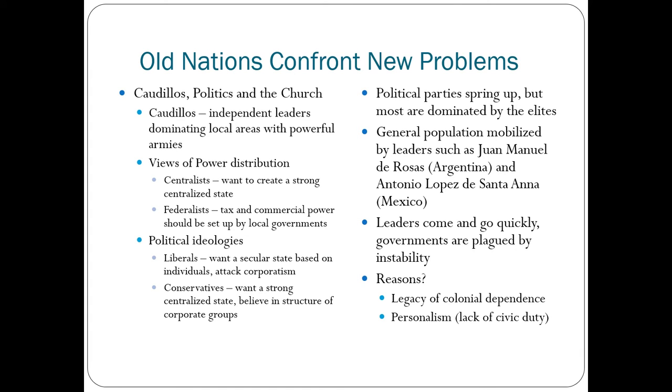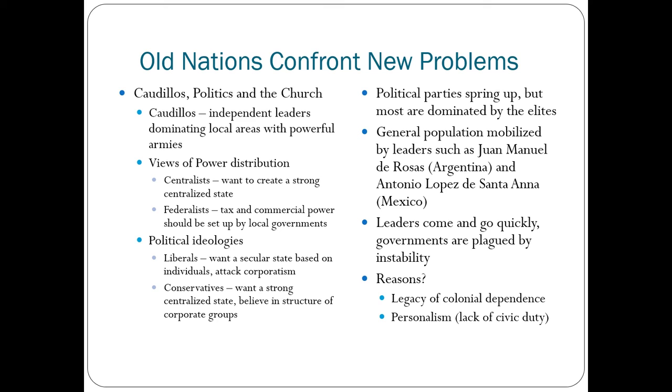The politics is generally going to be put in the hands, as I have said, of the Creoles. Now, one of the sources of power that will become very important in Latin America will be the caudillos. The caudillos are going to be wealthy Creole landowners who will rule the local areas, and they will oftentimes command powerful armies. So caudillos are given charge of small regions to control with their powerful armies.